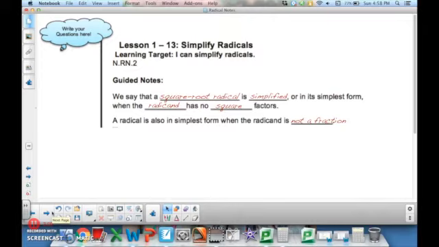So go ahead and pause the video, get those words written down, and then let's move into an example, because it's really going to be easiest to see what I'm talking about when we work out our example. Don't forget to put any questions over here in your question area.